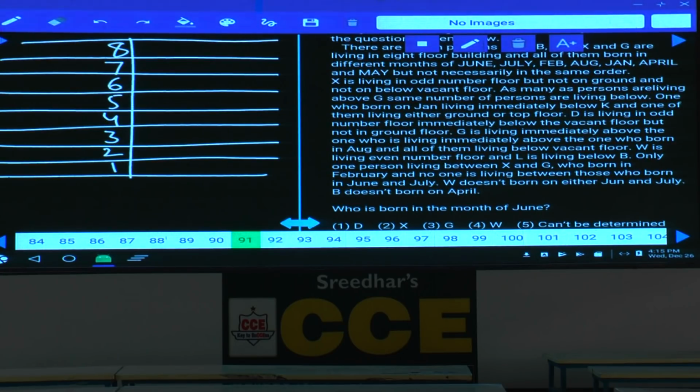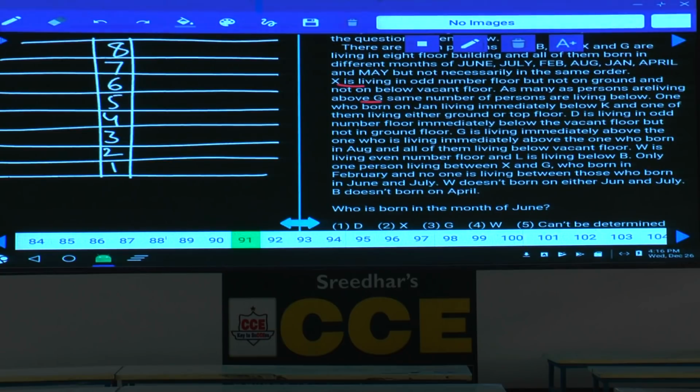Now in this condition number 1, tell me what is the information here. X is living on an odd number floor, but not on the ground and not below the vacant floor. Now this X is not on the ground floor and at the same time not below the vacant floor, so this X is above this vacant floor. Then as many persons are living above G as the number of persons living below. As many persons living above G, then we can go for these possibilities.